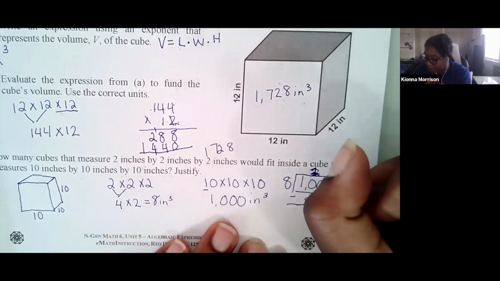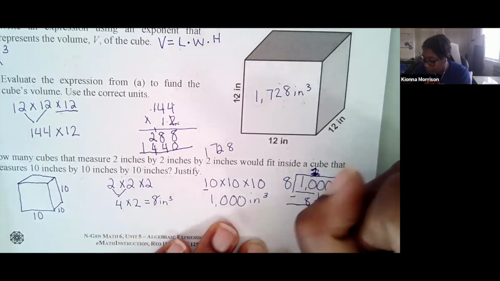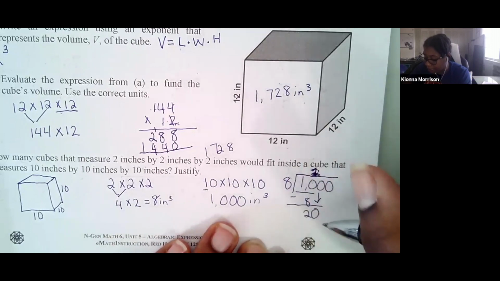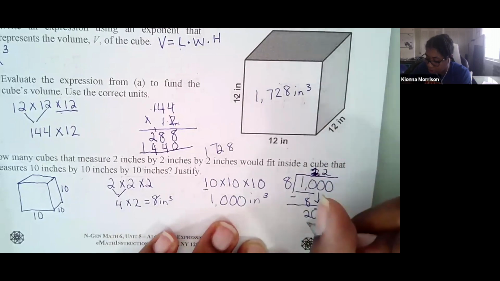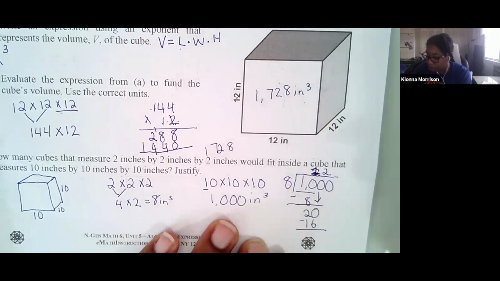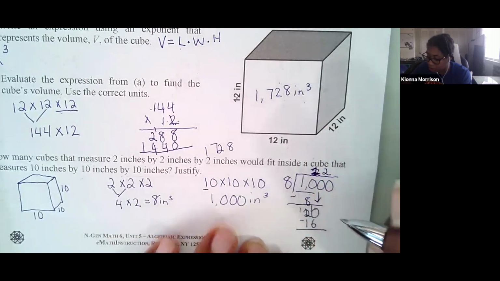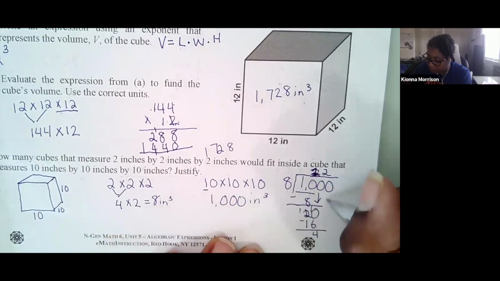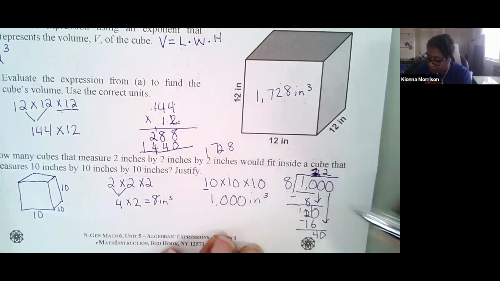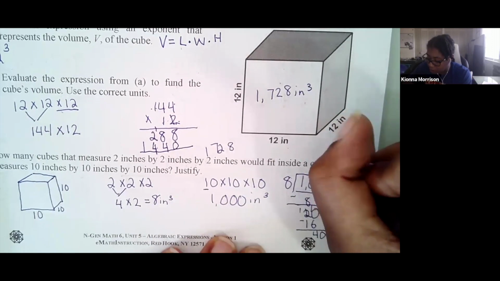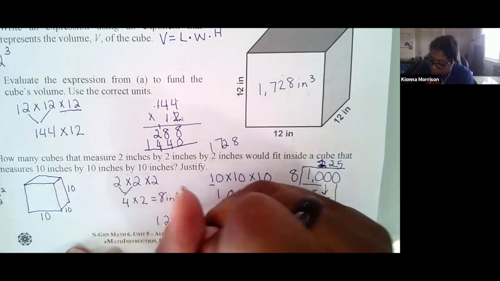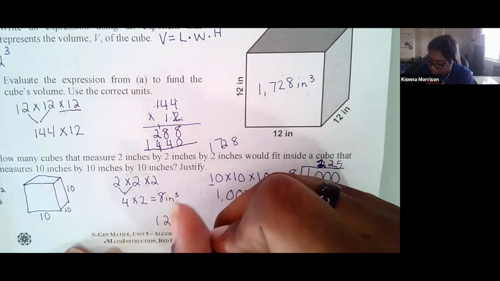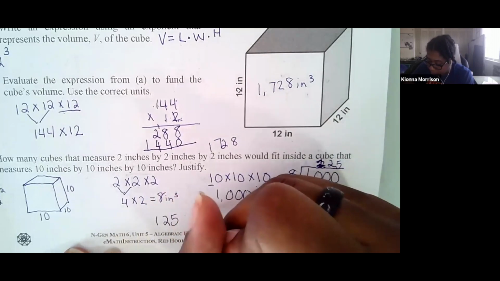I was getting a little ahead of myself. I'll bring down my 0. 8 can fit into 20. 8, 16, 2 times. I'll find the difference. I'll bring down my last 0. 8 can fit into 40 5 times. So 125 cubes.